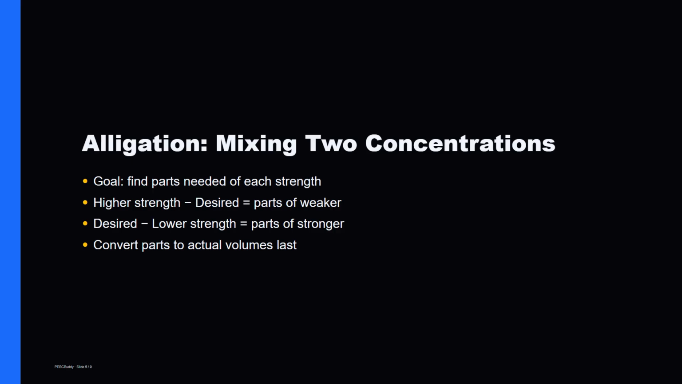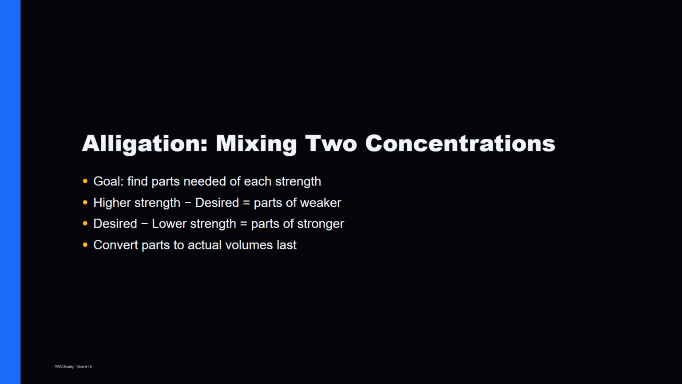Alligation trips up a lot of students because it feels counterintuitive at first. Here's the clean version. You're mixing a higher strength solution and a lower strength solution to get a desired middle strength. Write the higher strength on the top left, the lower strength on the bottom left, and the desired strength in the middle. Then subtract diagonally.